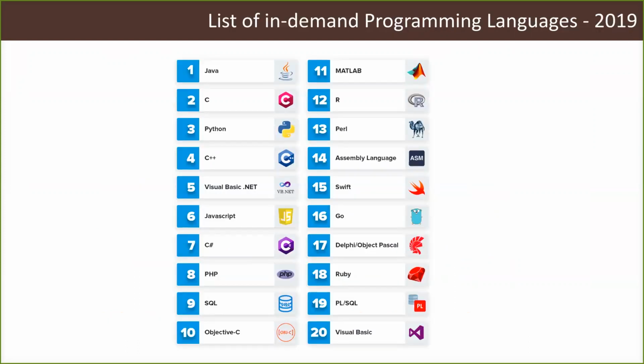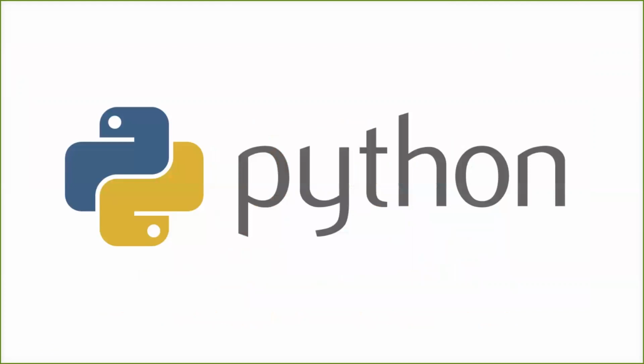These are the in-demand programming languages for 2019. Java, C, and Python top the list. We will look at it more. So let's look at what Python is, and why learn Python when there are different programming languages out there.